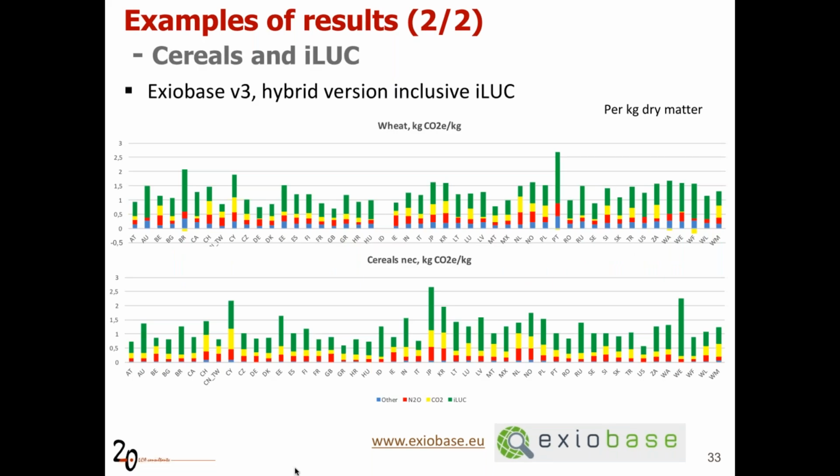The next slide shows the same, but here for different cereals. And you see that for cereals, indirect land use change is more or less doubling, or even more than doubling, the greenhouse gas emissions per kilogram of crop. So now we have implemented it in a global model, including all products in all countries in the world. So that is where the status is currently, at what level we can implement the indirect land use change model.